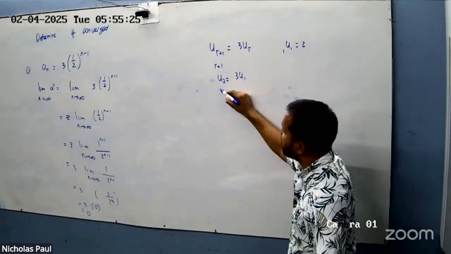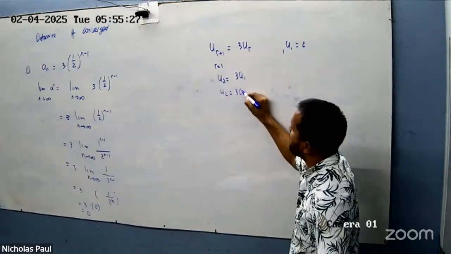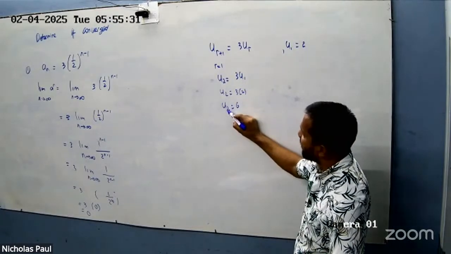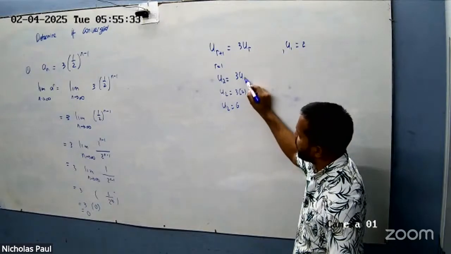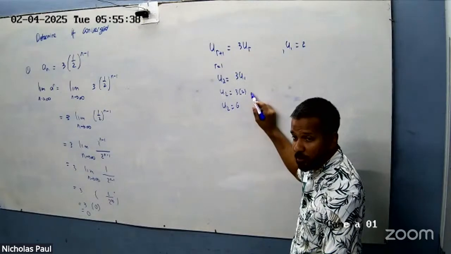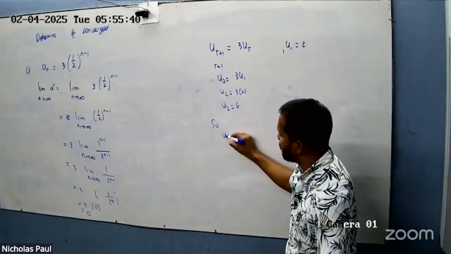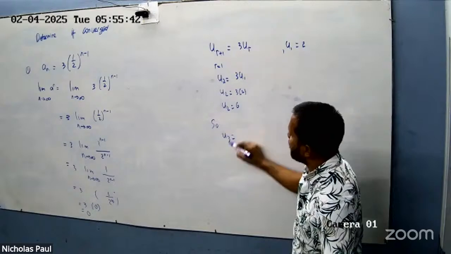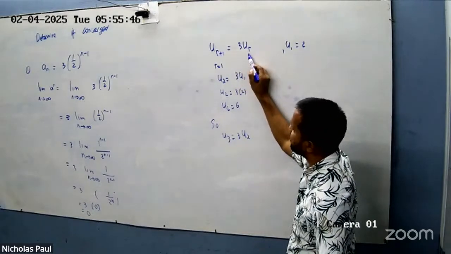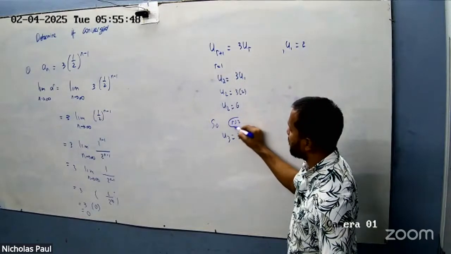So U2 will be 3 by 2, which is 6. The only way I can figure out U2 is if I know U1, and the only way I can figure out U3 is if I know U2. So U3, based on the formula, will be 3U2.